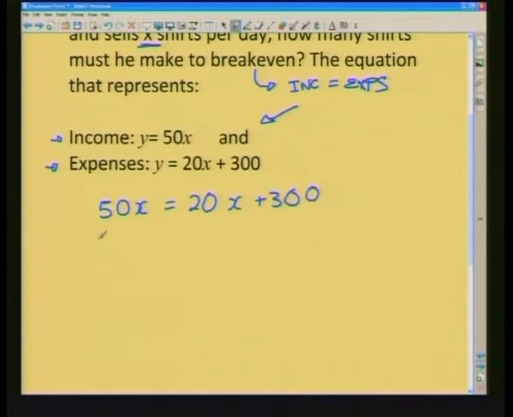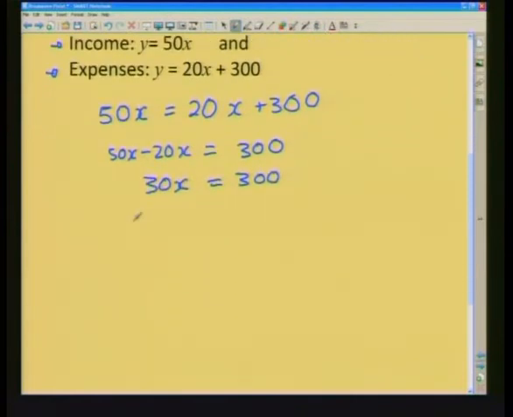So 50x is equal to 20x plus 300. Bring the 20x over to the left-hand side. So we get 50x minus 20x is equal to 300. So 30x equals 300. Therefore, x, divide both sides by 30, would give us an answer of 10. So therefore, he has to make 10 shirts in order to break even.